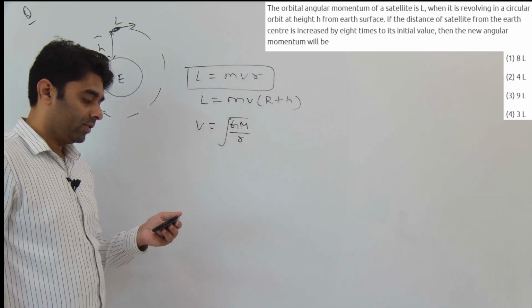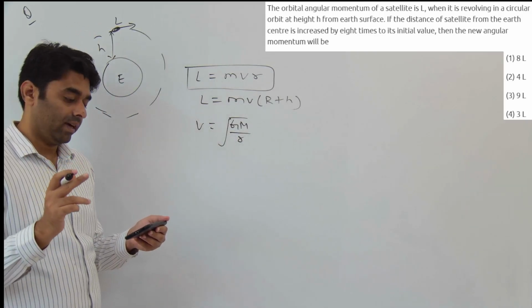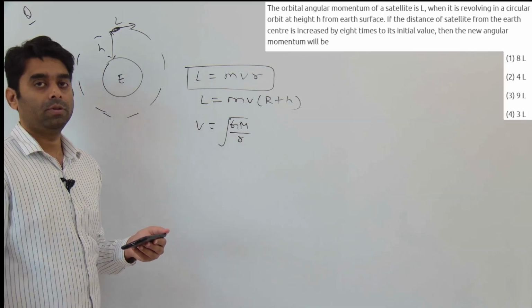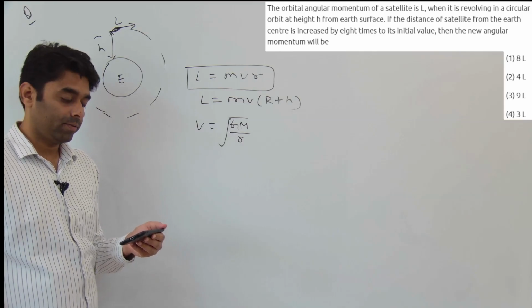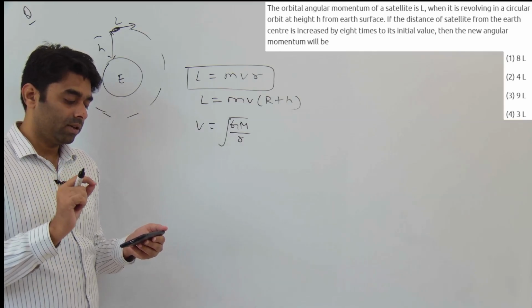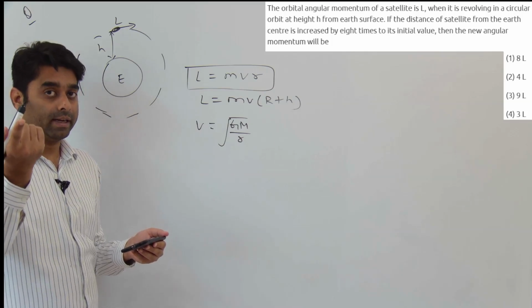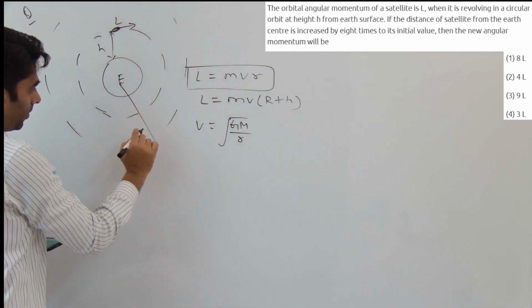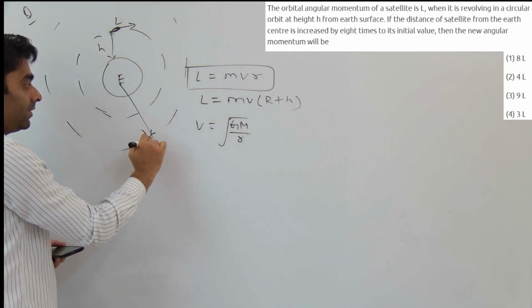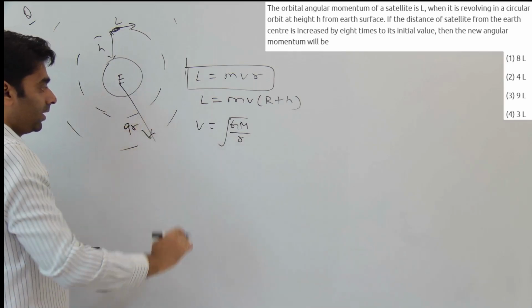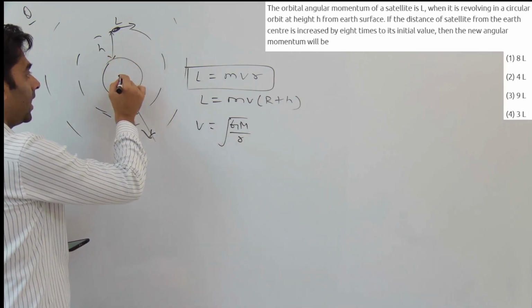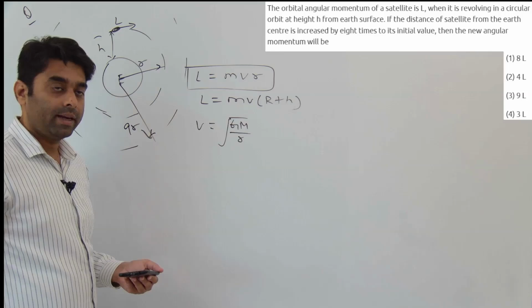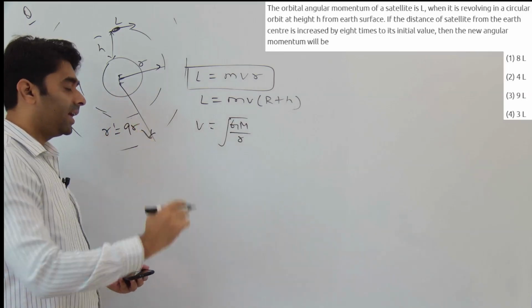Fine. Next what it says is, if the distance of the satellite from the earth's center is increased by 8 times. Now please be careful with the statement, read it carefully. If the distance of the satellite from the earth's center is increased by 8 times, that implies your orbital radius is increasing by 8 times. That means how much is it becoming? 9R. If initially it was R, they are increasing by 8 times. That means it is R plus 8R. That is, the orbital radius now, R dash, is 9R.